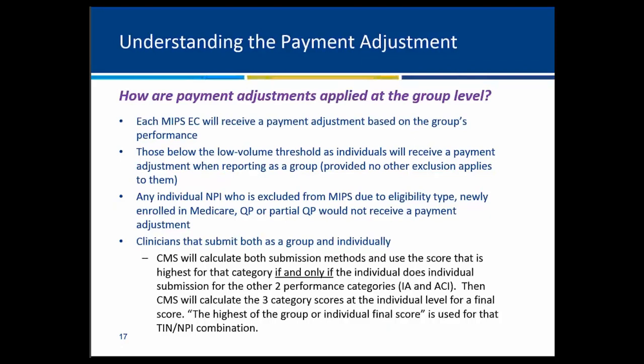So when you're strategizing about reporting level, if you expect to do well and feel like your MIPS performance scores and the final score is going to be good, you might want to do group level reporting if you're looking at next year, because all of the eligible clinicians in that group, even the low volume threshold eligible clinicians, will get that positive payment adjustment. If you're just doing individual reporting, those individuals will not get the payment adjustment, even if you submit data for them as an individual. So again, that's part of strategizing what's best for your particular organization.